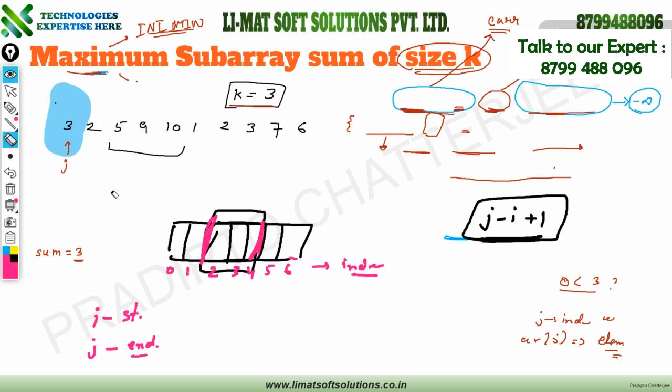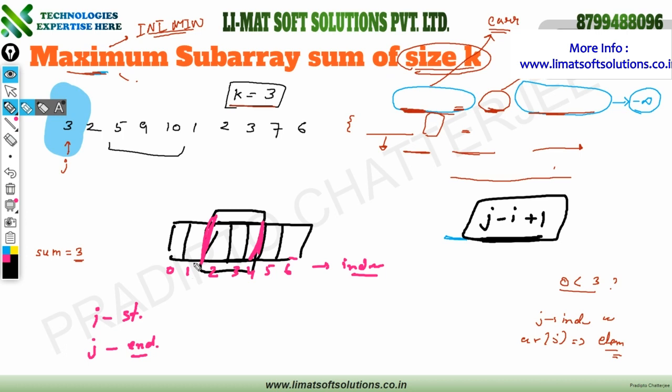If you carefully look right here, you can see i is currently pointing at this 2. j is pointing at this 4. So 4 is our j. i is pointing at 2 and j is pointing at 4. So what is the size of the window? Since in an array we follow zero-based indexing, the size will be what?